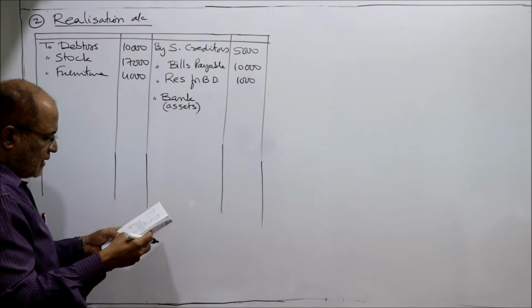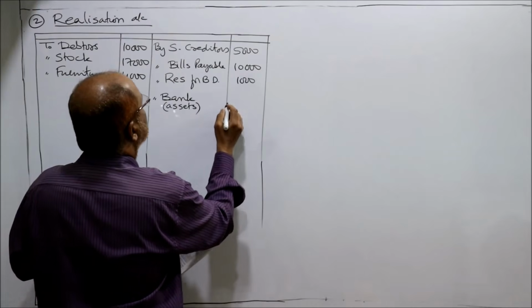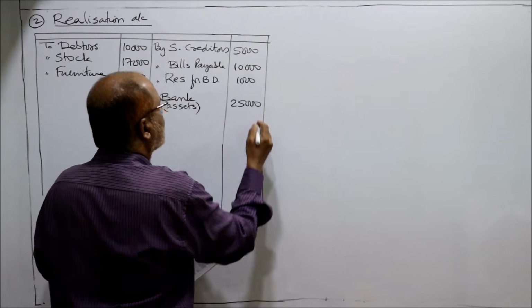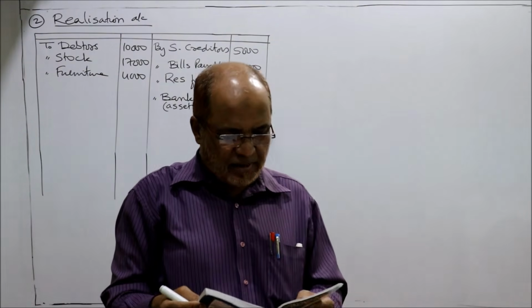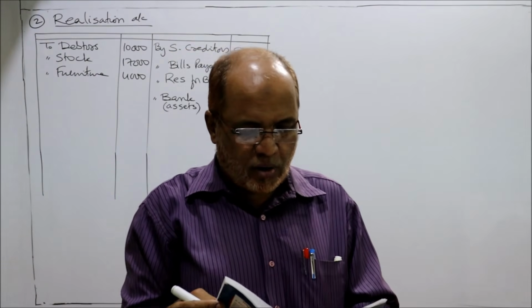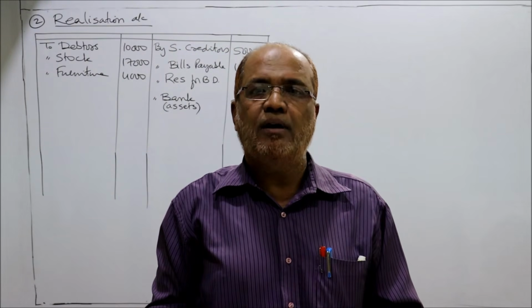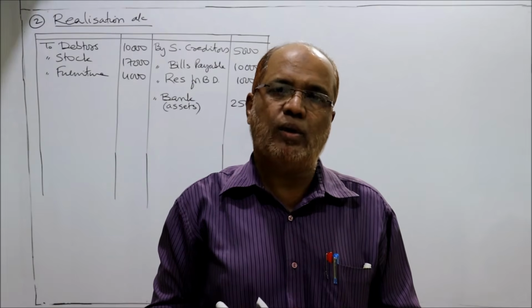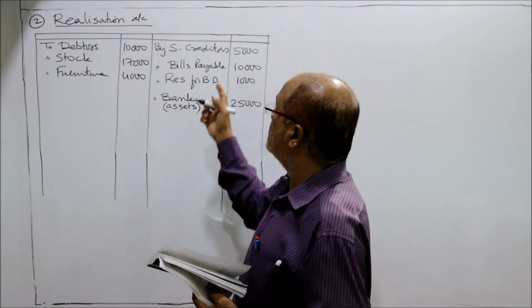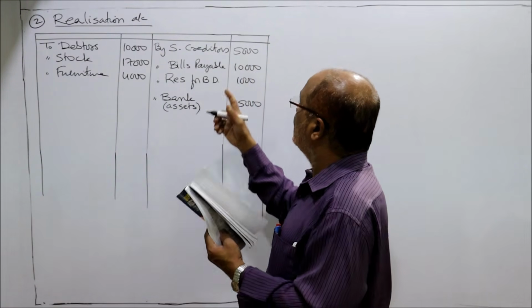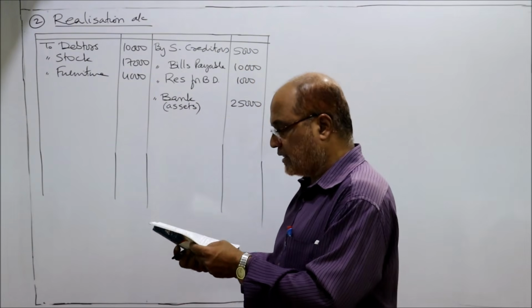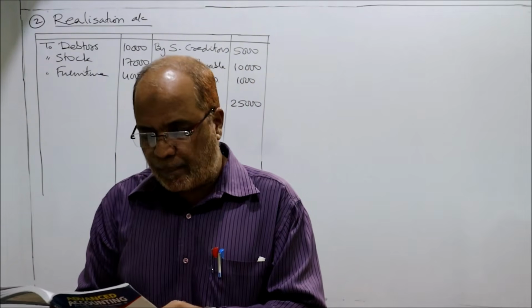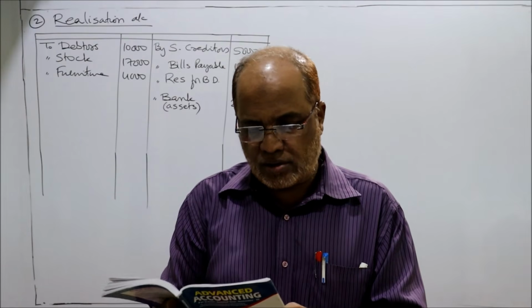Assets realized, rupees 25,000, given in the problem. 25,000 rupees assets were realized. Creditors were paid off 9,000. 9,000 rupees are paid to creditors. Actually, creditors are 10,000. Creditors are 5,000 and bills payable are 10,000. So totally creditors were paid 9,000.